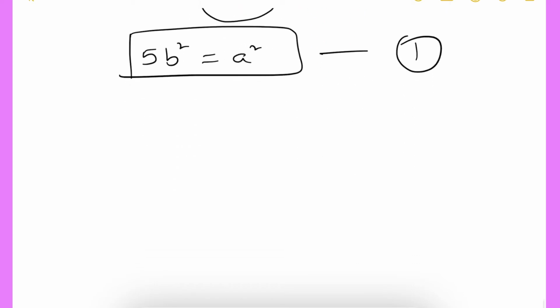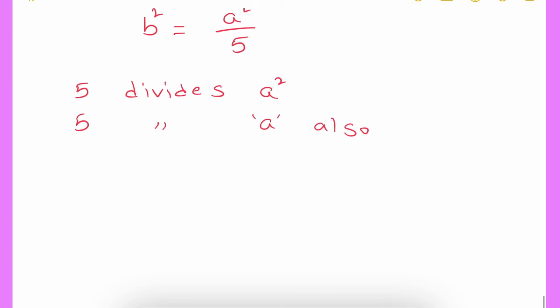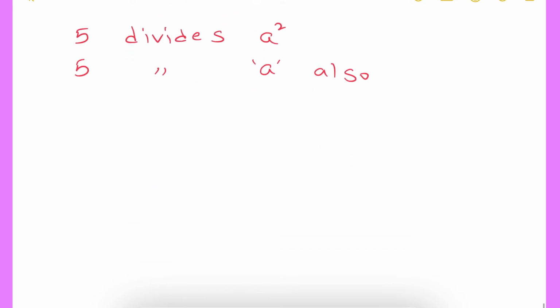Now again from this equation 1 take 5 to the right side. So we get b square is equal to a square divided by 5. So now here a square by 5 means the denominator divides the numerator. That can be written as 5 divides a square. If 5 divides a square, then 5 divides a also. Now 5 is dividing a, right? That we will write as a divided by 5.